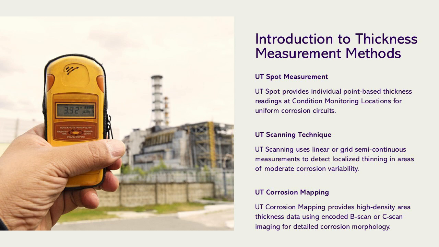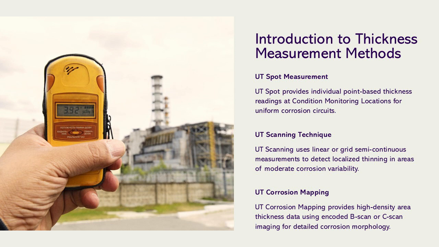UT scanning offers improved coverage, incorporating linear or grid-based semi-continuous measurement techniques that allow detection of localized thinning. ASME Section V Article 4 describes scanning techniques, probe movement methods, and calibration processes essential for reliability. UT scanning is preferred for welds, transitions, supports, and any location where corrosion variability is moderate.